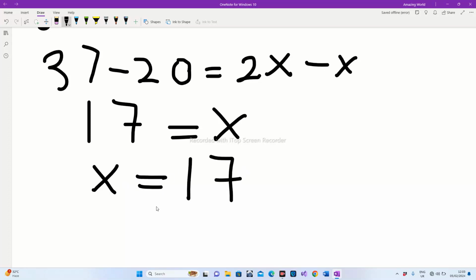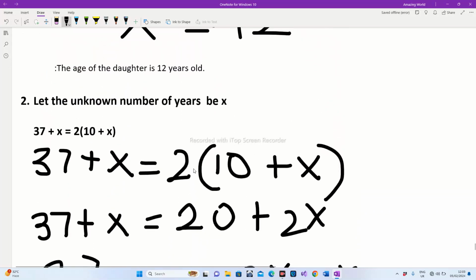So that means when the boy is 17 plus 10, that is 27, the father will be 37 plus 17, which is 54. So we have ascertained that when the boy is 27 years, the father will be 54 years, and therefore making the father twice as old as the son.